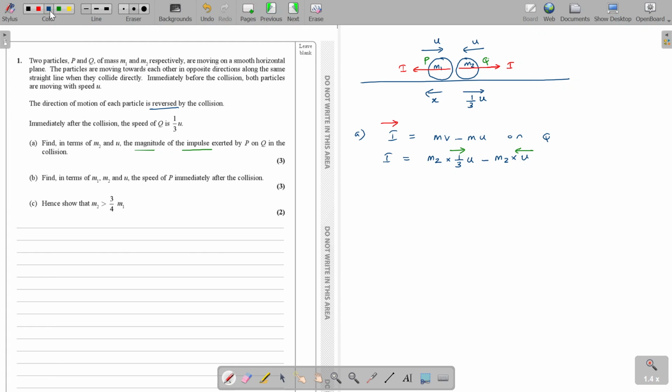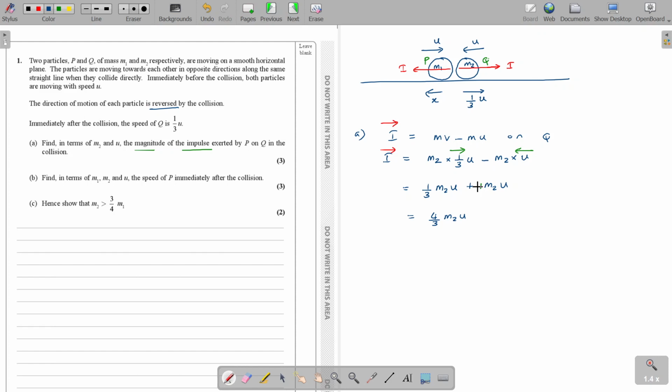Can you see? Let's fix this. I want everything on the right side because the impulse on Q is to the right. So I write 1 over 3 m2 u and change this direction. When I change the direction, the negative becomes positive and I get m2 u. Do you agree with me? I can add both of them together: 1 over 3 m2 u plus 1 m2 u gives 4 over 3 m2 u.